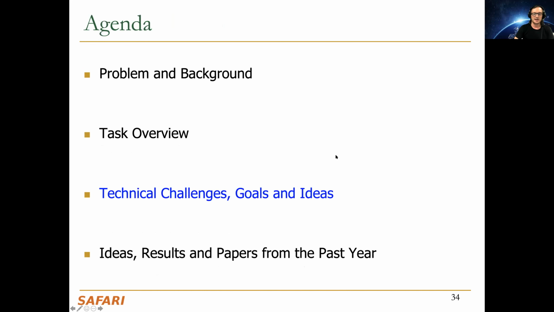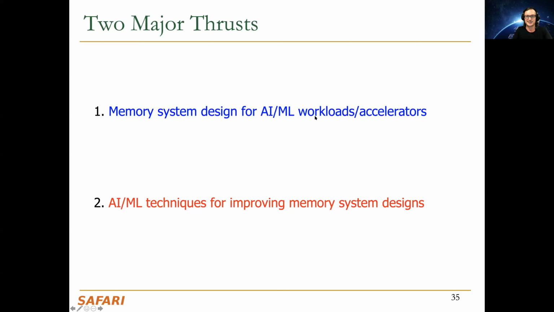Okay, let me go into a little bit more detail. Clearly, I said that we have two major thrusts. We want to look at the AI/ML duo in terms of memory system design: how AI/ML affects memory system design, and how memory system design affects AI/ML workloads. And these are exploration ideas. I'm not going to go through them again.